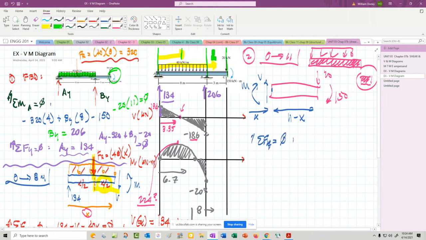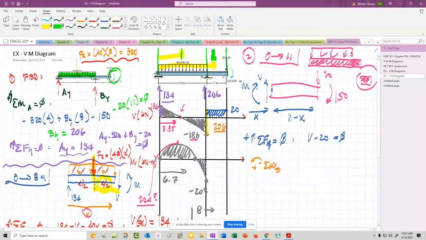Sum forces in the y, that's going to be the shear. Plus V minus 20 equals 0. So that becomes a shear of 20 all the way across. And that shows that the biggest jump in shear is actually going to be right here, of 206. That's a change of 206 right there.